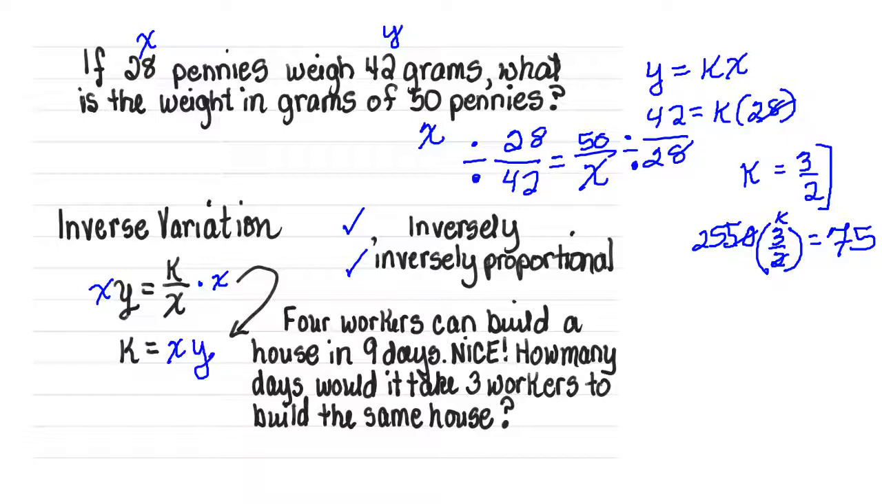All right, so 4 workers can build a house in 9 days. Here's my x, there's my y. 3 workers, days to build the same house. So there's the y. And so I'm going to put it back in as a scale factor type of thing. I have 4 workers.